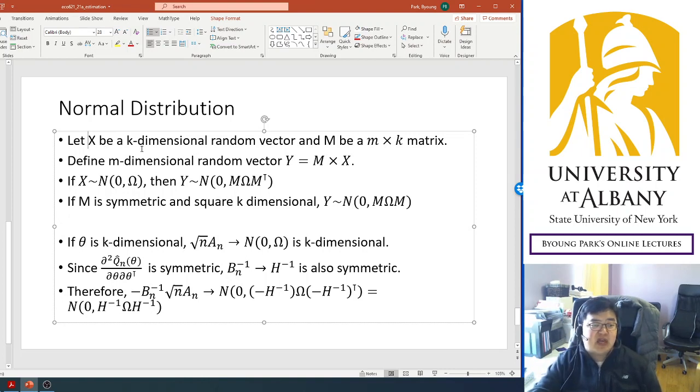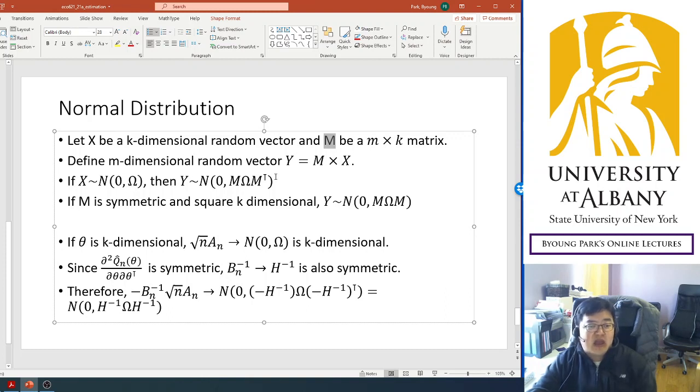Suppose that X is a k-dimensional random vector and M is an M by K matrix. So look at the dimension. X is k-dimensional vector and M is M by K matrix. And we define M-dimensional random vector Y as M times X. M times X is M-dimensional. Now assume that X, the random vector, is normally distributed, K-dimensional normal distribution. So omega must be K by K variance matrix.